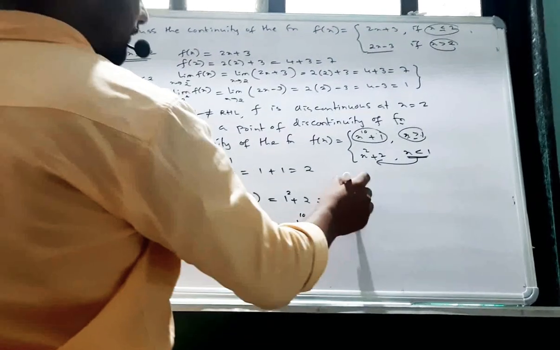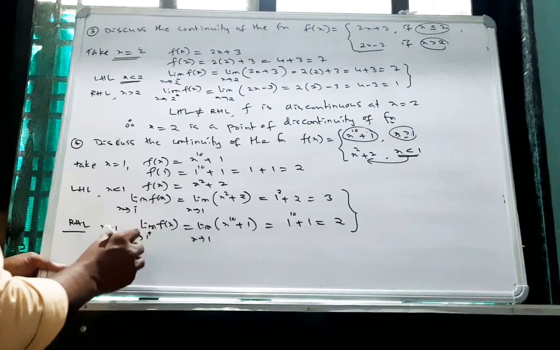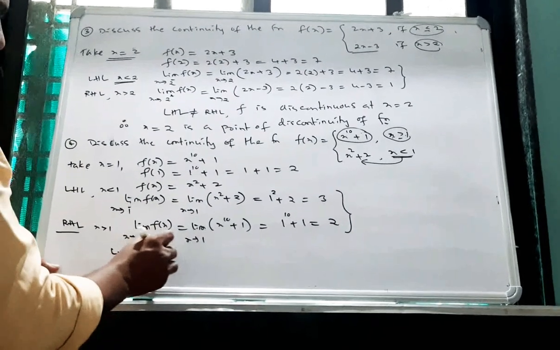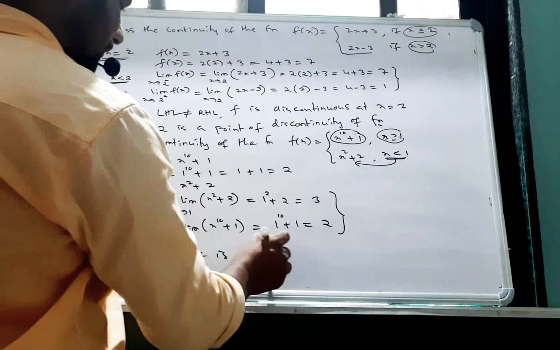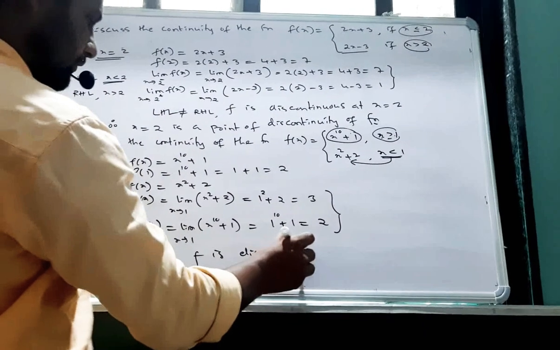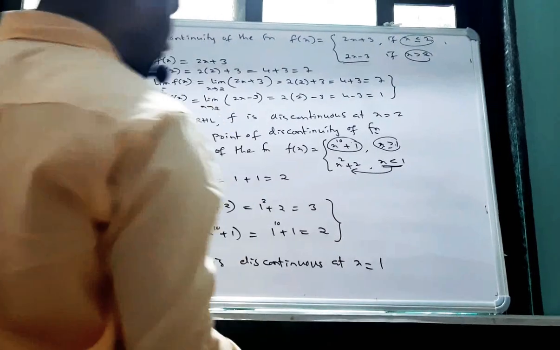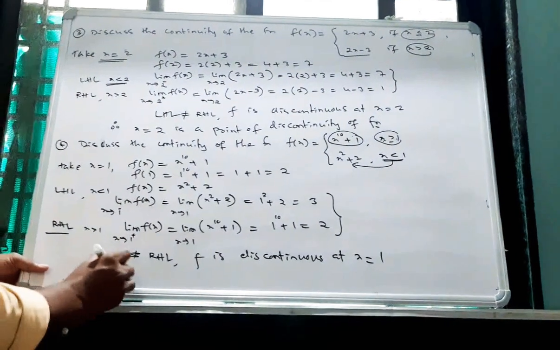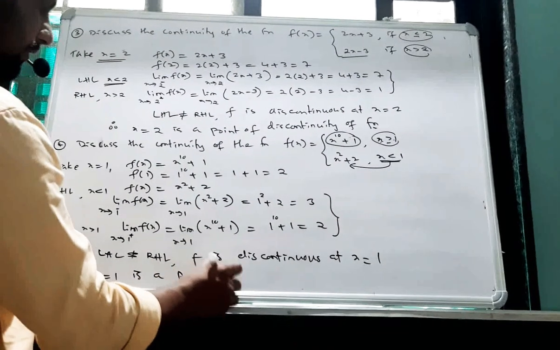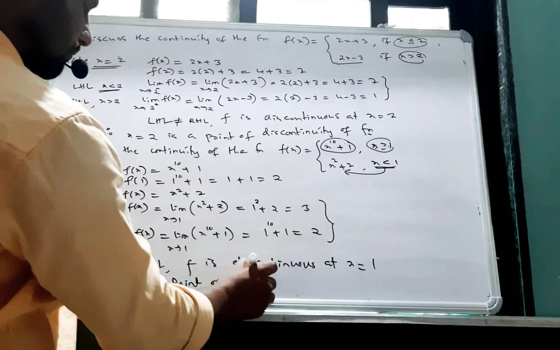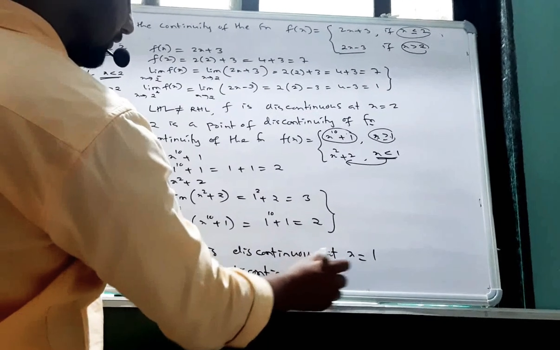Here again the left hand limit is not equal to the right hand limit. So the function is discontinuous at x equal to 1. Therefore x equal to 1 is the point of discontinuity of the function.